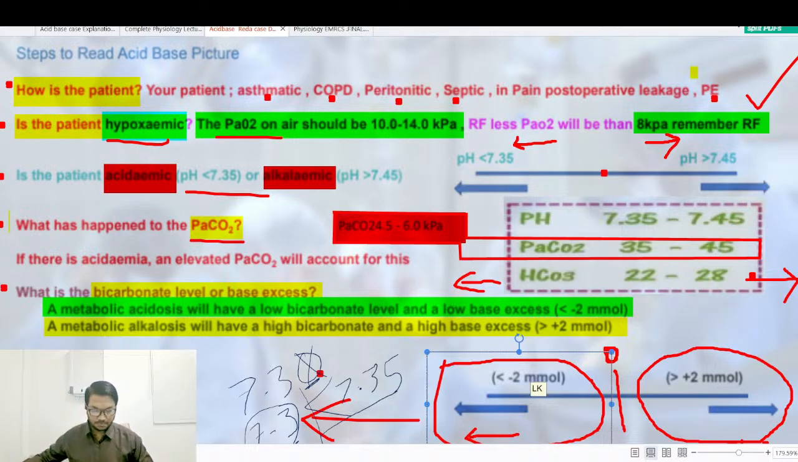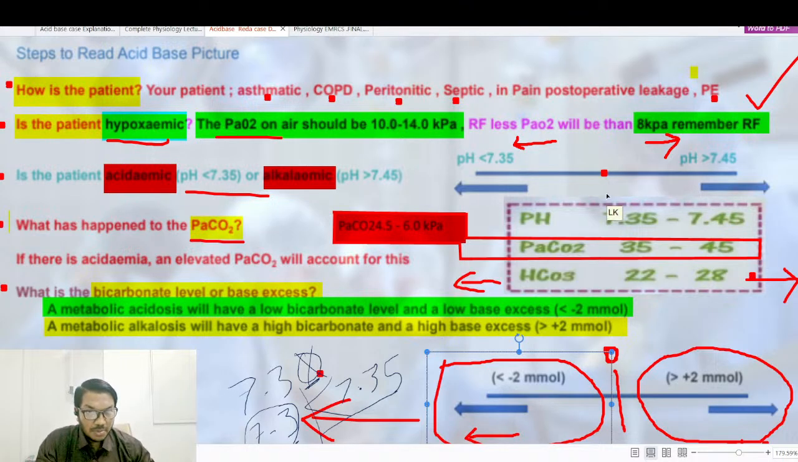Okay, so we will continue. First question: how is the patient? What is the oxygen level? What is the pH level? What is the partial pressure of carbon dioxide level? These are the very basic, and then bicarbonate and base excess.